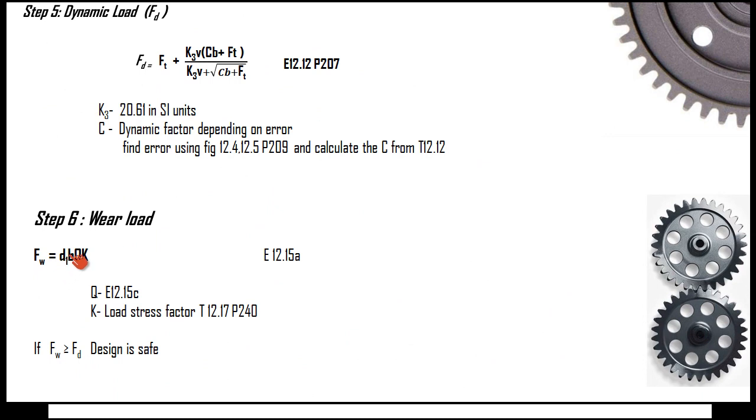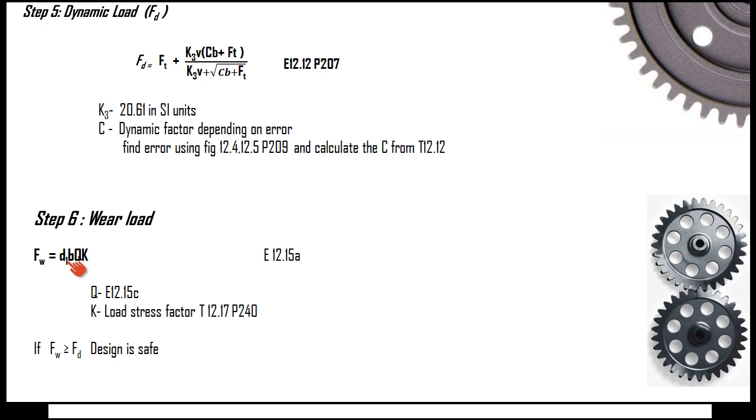The equation is D1BQK. You have to be very careful when you use this equation, because the equation itself is D1. It is not D2. Even if you are designing for the weaker member, which is the gear, you cannot use D2 here, because you can expect a higher wear rate in the pinion. The pinion is the one which is going to rub more compared to the gear, because the pinion has a higher speed. So always you have to use D1 here. Please don't use D2. This is not a mistake, it is the right one.